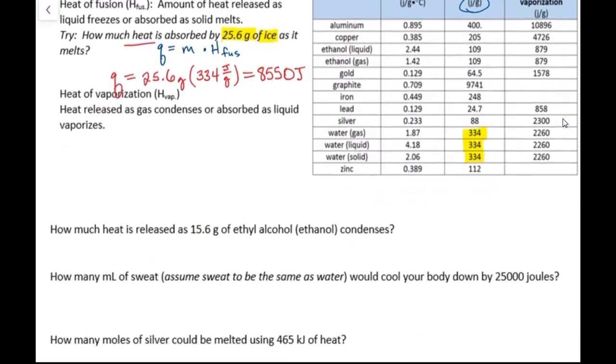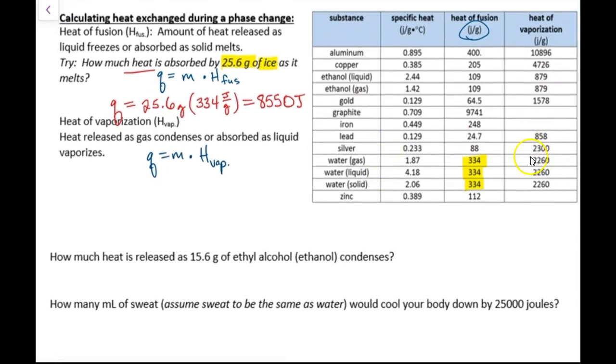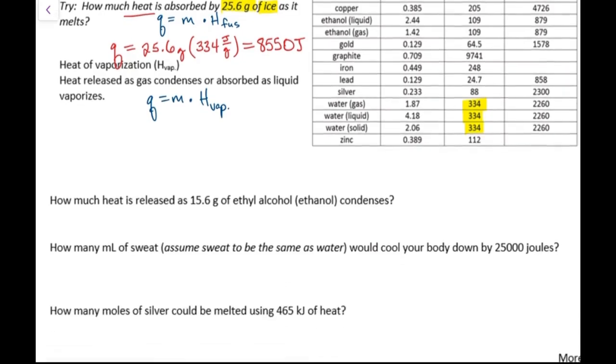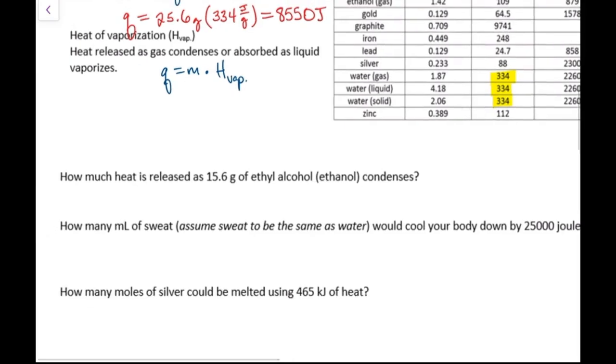Okay, so HVAP is going to be essentially the same equation as up above, only this time it's going to be mass times HVAP. And we're going to be using a different number from the table. Our heat of vaporization is this last column. Okay, so if I do this problem, how much heat is released as 15.6 grams of ethyl alcohol condenses? It's just a matter of plugging in the mass pretty much and finding the heat of vaporization for ethanol.